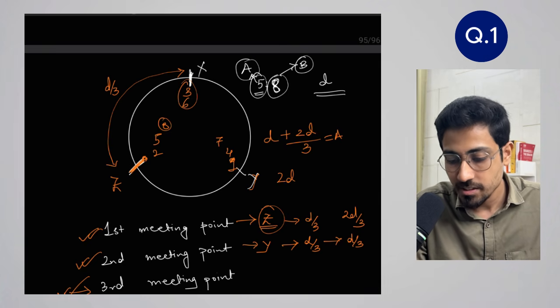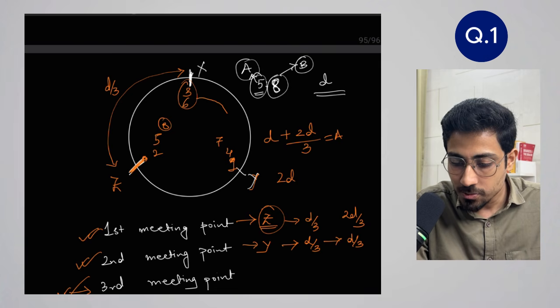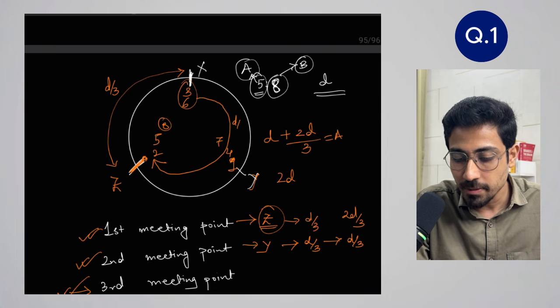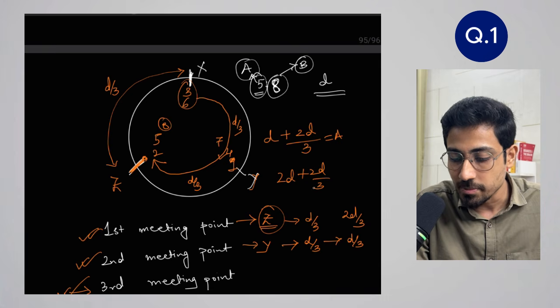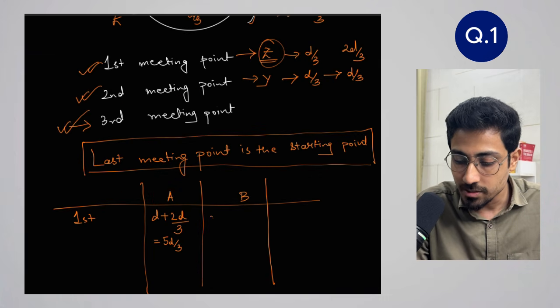So 2D he has covered. After the 2 laps, he has gone till Z again. So D by 3 from X to Y is D by 3 and Y to Z is another D by 3. So again 2D plus 2D by 3. So you can see 2D plus 2D by 3.